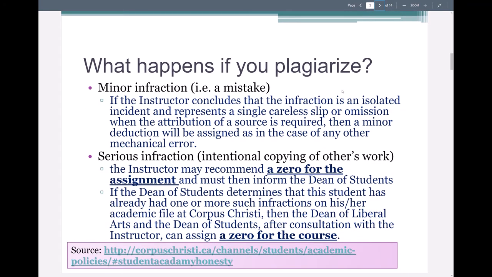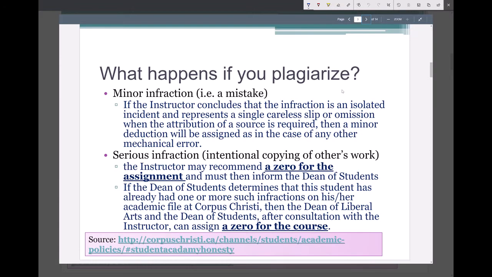So here are some cases where if you plagiarize, things can happen. There are mainly two types of consequences, or two situations, two scenarios. One, let's say you made an honest mistake. For example, if the instructor concludes that you made a mistake, like once in your term paper, and you, let's say, miss one source out of 6.